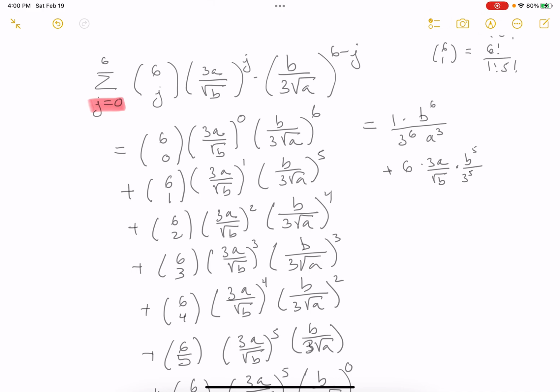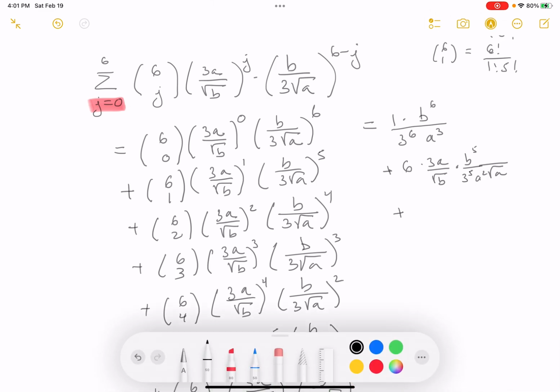And what did you get over there? Let's see. That would be a to the 5 halves, which is 2.5. So it's a squared times root a. Again, all I want to do is expand. I'll leave the simplification to you. All right? I'm going to get my eraser out.